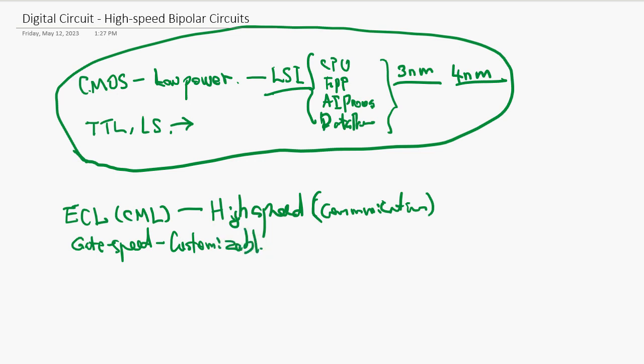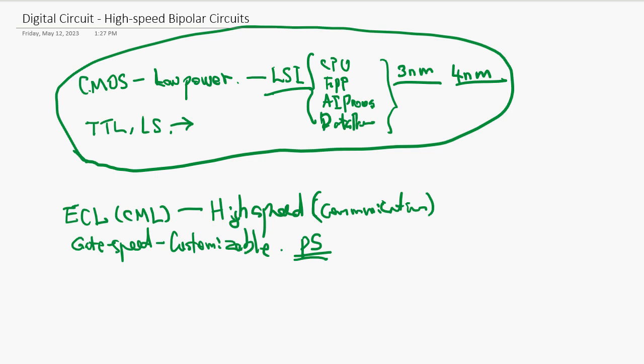Now you pump in more power, then the gate gets faster, so you can handle really fast speed like gigahertz. Gate speed is at the picosecond level. But these days, because of the process technology advancement, just like CMOS, transistor size gets small, so you don't have to pump in that much current to get the really high speed.